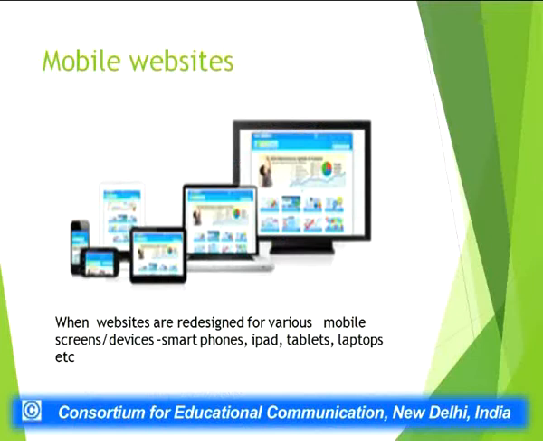Then mobile websites. As I said, there has been a paradigm shift in the way users seek information. They are not interested in coming to the library for getting the information which they require. So mobile websites have come into the picture, designed for various mobile screens, as we know students or users are very actively using smartphones, iPads, tablets, laptops, etc. So libraries aim to provide access to all our resources through these mobile websites too.